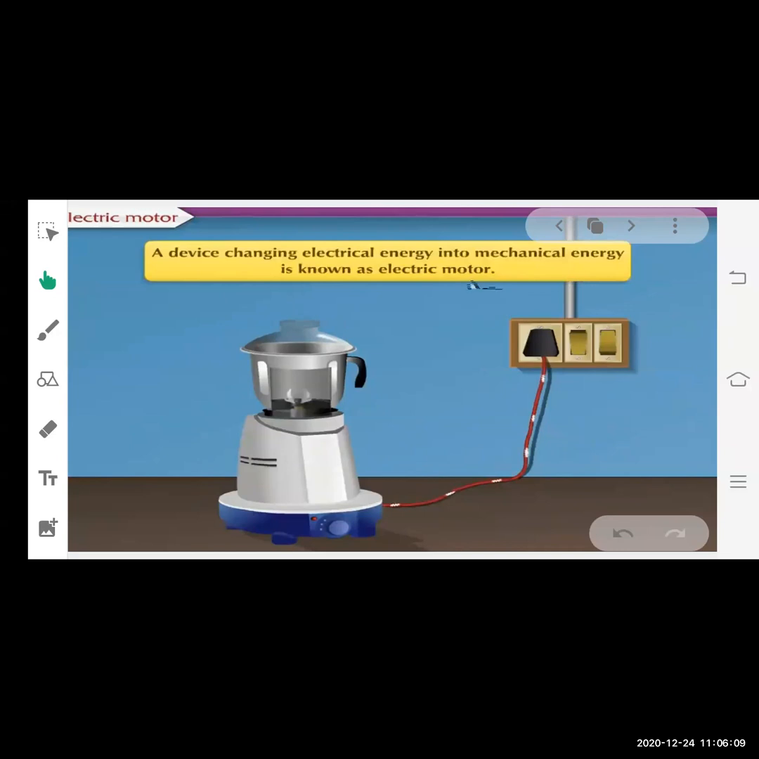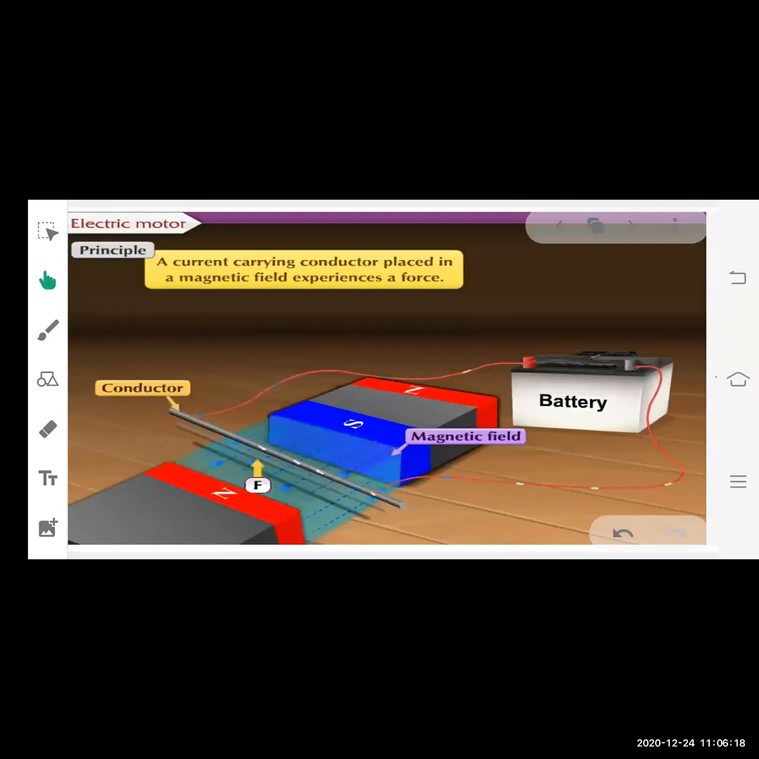Now we are going to study the motor in detail, its construction and its working. Okay, so let's go on. Now, on which principle does this electric motor work? We just studied the force exerted on a current carrying conductor kept in a magnetic field, so it is based on the same law. A current carrying conductor, when placed in a magnetic field, experiences force. You have to remember this principle. On this principle, the electric motor works.